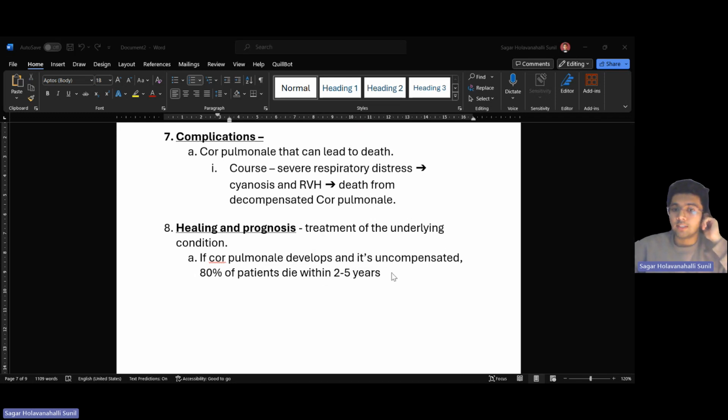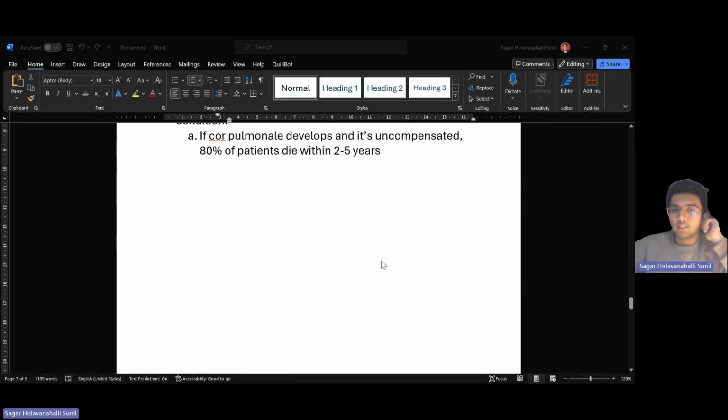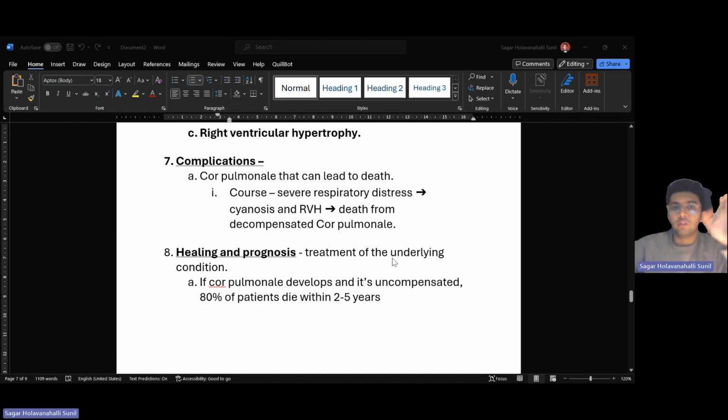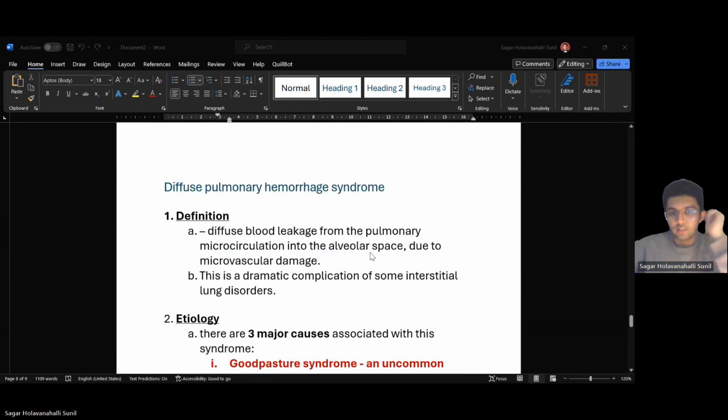Now, healing and prognosis: well, you just treat the underlying condition. And if cor pulmonale develops and it's uncompensated, 80% of the patients die within 2 to 5 years. So that's got everything to do with pulmonary hypertension. Okay, now let's go for the second one.